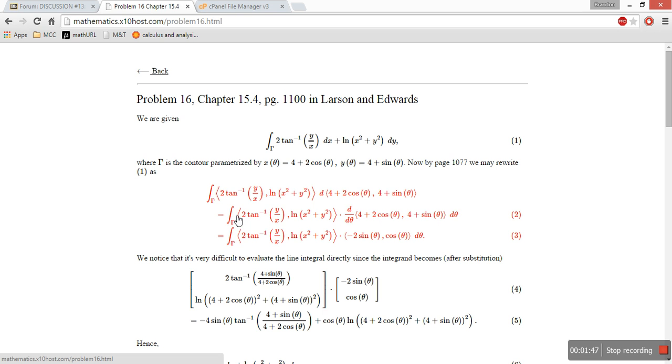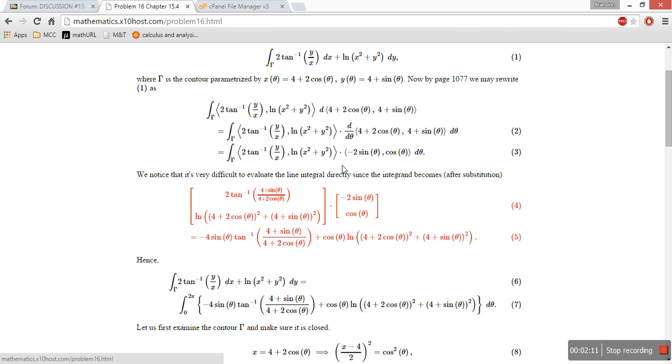So another thing I could have done is change this contour gamma to the limits that we're integrating over with respect to theta, because now we're integrating with respect to theta instead of over our contour. So we're transforming our contour integral into a Riemann integral that we'd normally see.